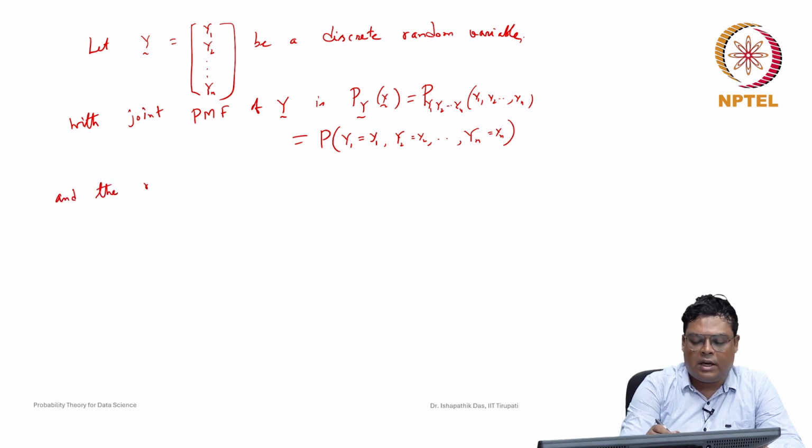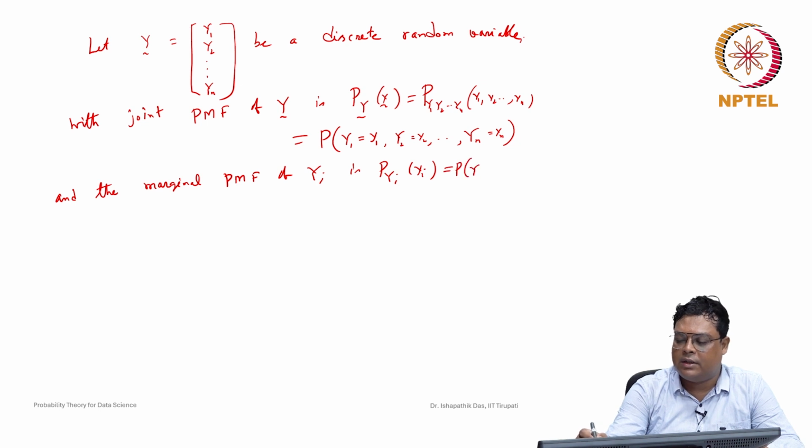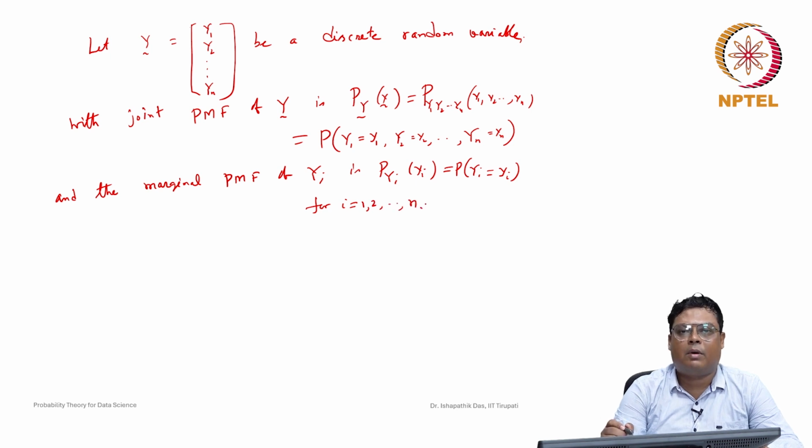And the marginal probability mass function of yi is P of yi. This is defined as P of Yi equal to small yi. So this is the probability mass function of just yi, for i equal to 1 to n. This is the marginal probability mass function of yi.